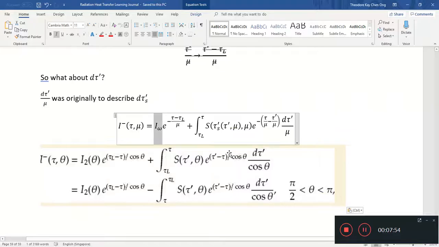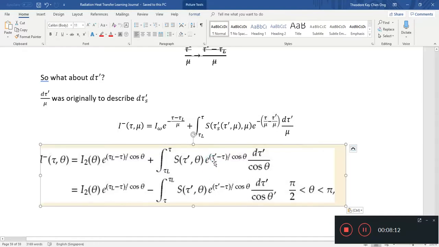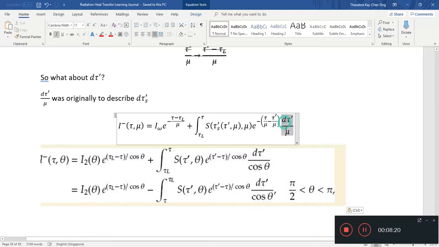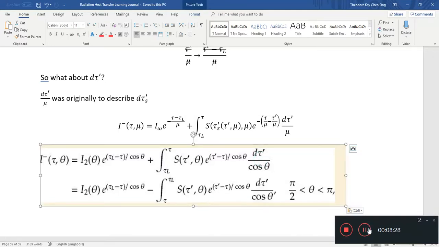second term, of course, is the integral of all the source term, and you do this exponential decay by this optical thickness, which is tau minus tau prime over mu, or tau over mu minus tau prime over mu, which is the same as exponential tau prime minus tau prime divided by cosine theta. And on the right, the last bit is d tau prime over mu, which is d tau prime over cosine theta, if we use the substitution mu equals cosine theta.